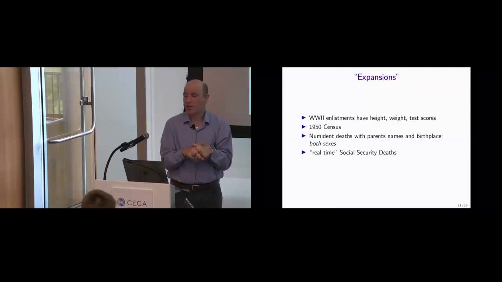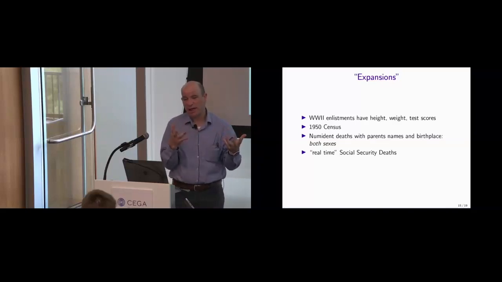Okay, so once you have people's names and birthplaces and Social Security numbers and ages and things like that, you can match to any other public data. So one thing we've already matched to are World War II enlistments, which have height and weight. And for some subset of people, the Army test that they took, which is kind of like a cognitive test score.